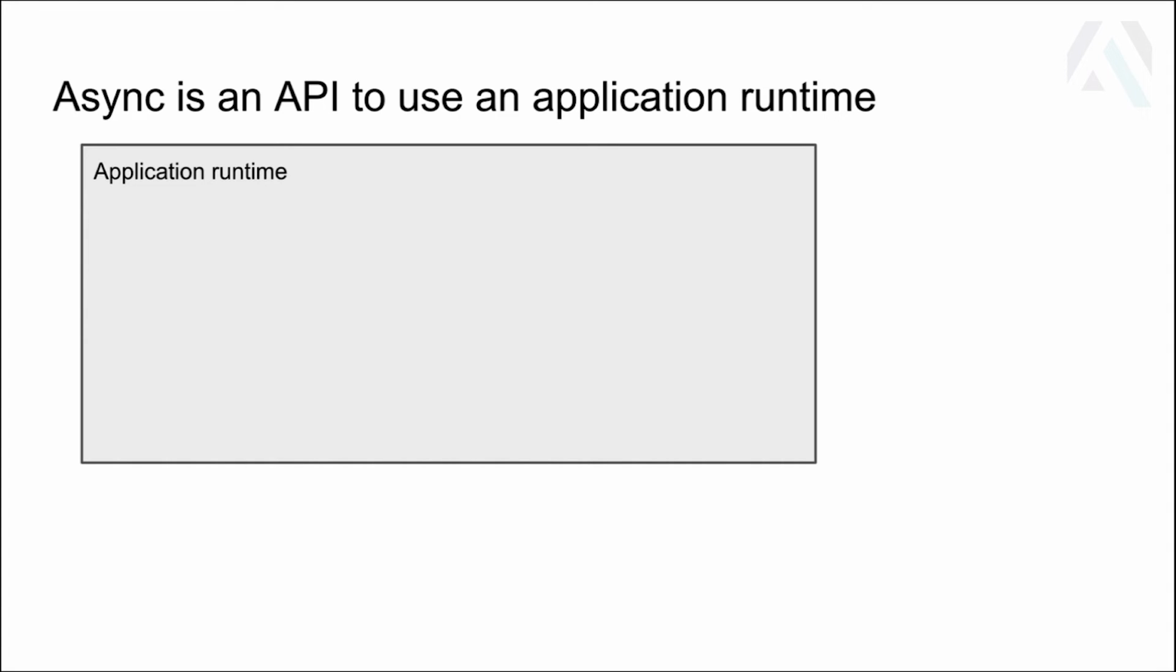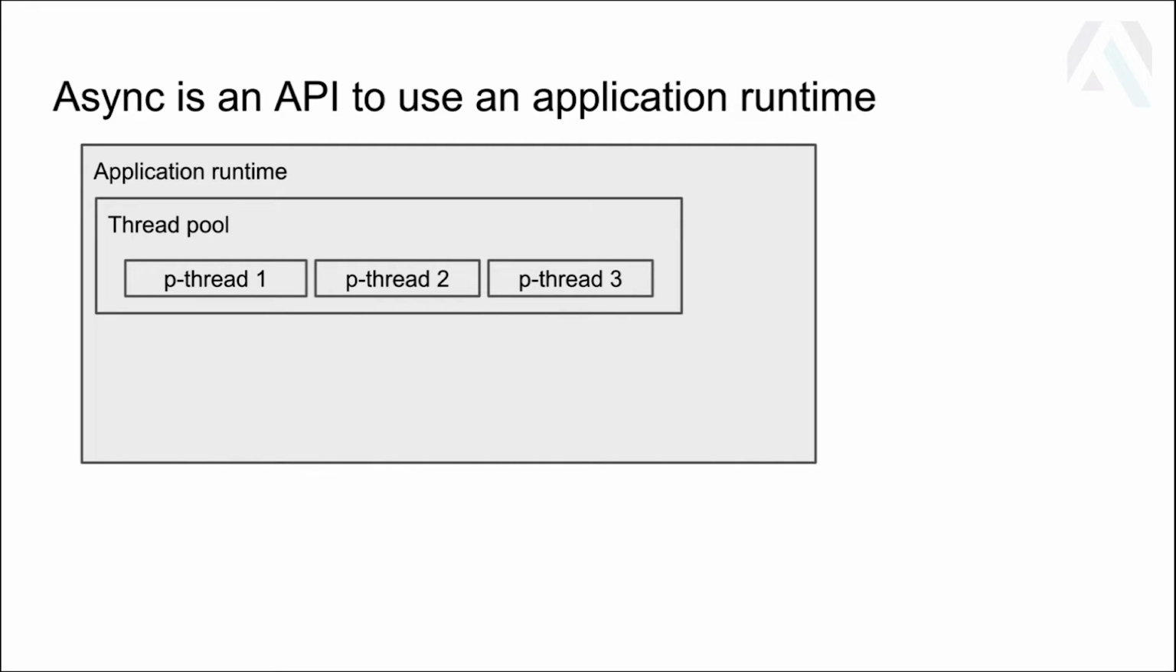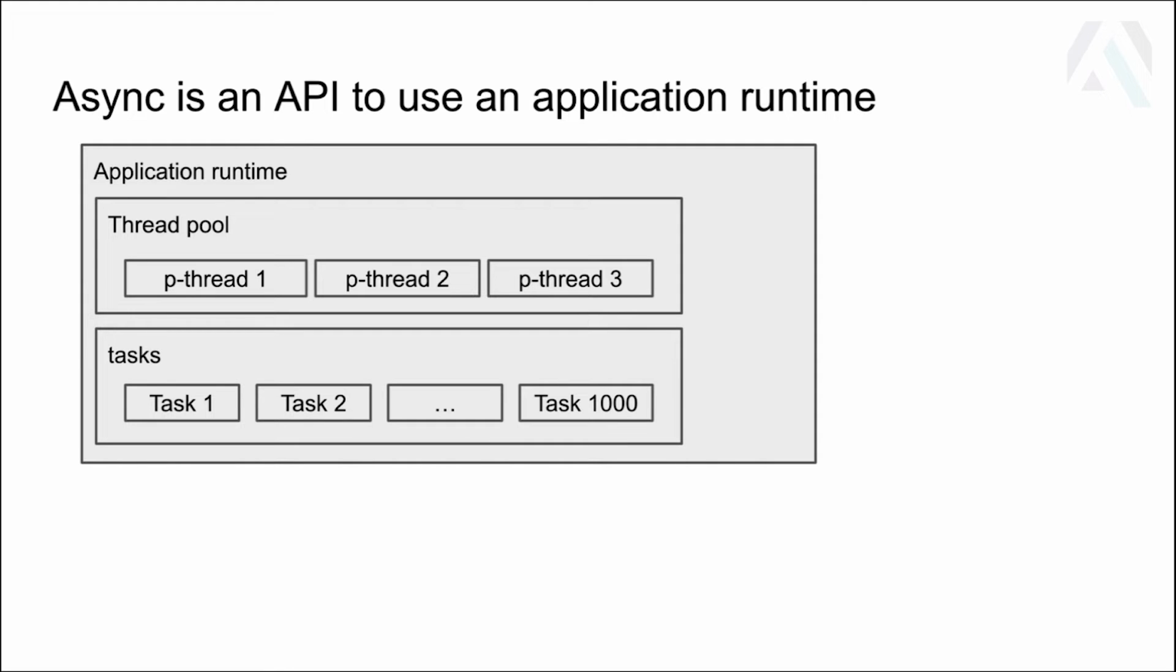So the very simple understanding is you have an application runtime. The application runtime has a thread pool, so it owns a bunch of P threads, so operating system threads, and then the user of this API is able to push tasks to the application runtime, and then these tasks get scheduled to some threads. Okay, this is the NM model. I will just focus on this model because it's widely common in Go, in Rust, in C++.